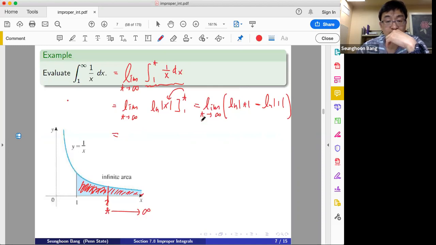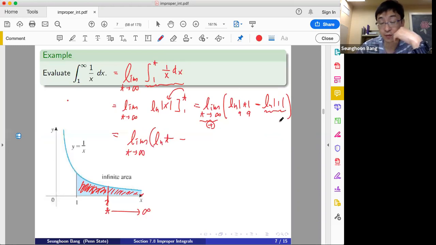In this case, t is going to positive infinity, so you don't need the absolute value sign. This is the limit as t approaches positive infinity, so eliminate the absolute value sign. Minus what is ln of 1? Could you write your answer? What is ln of 1? Okay, good. The answer is 0.